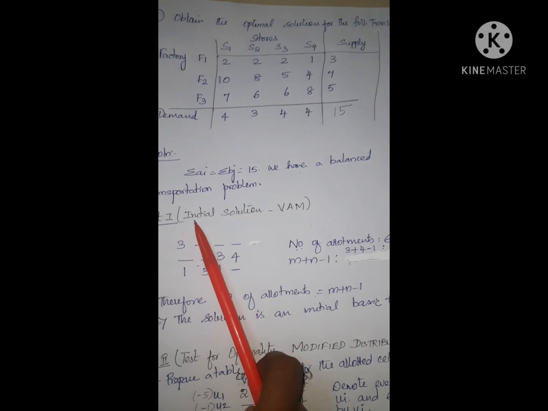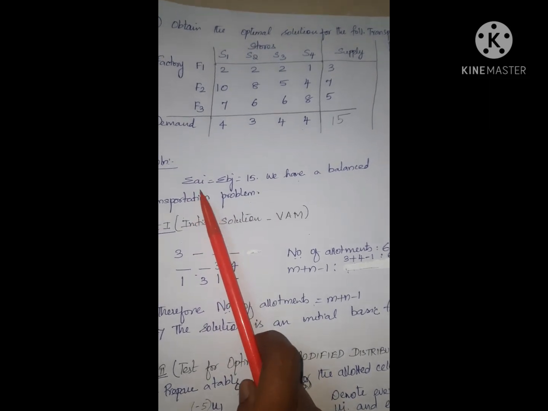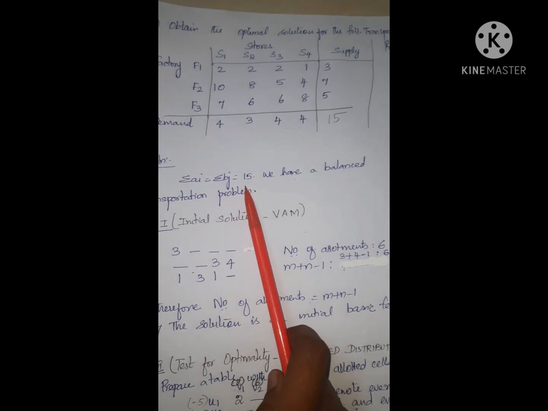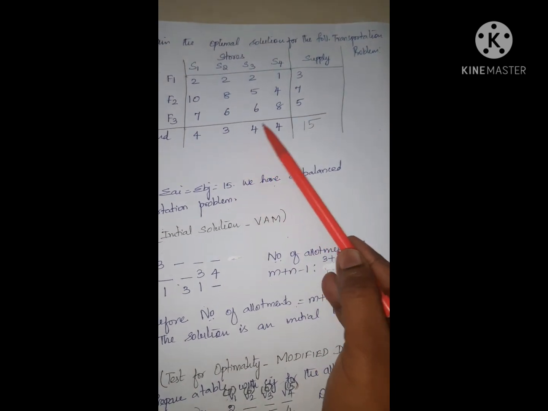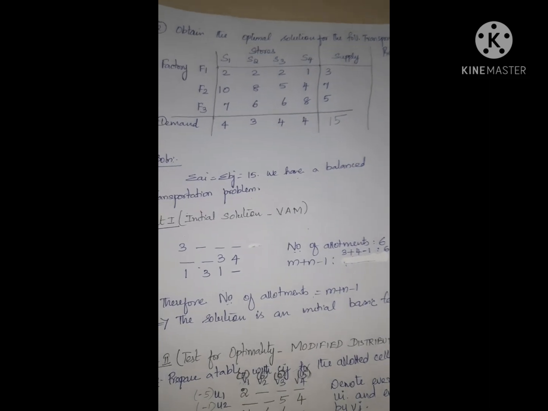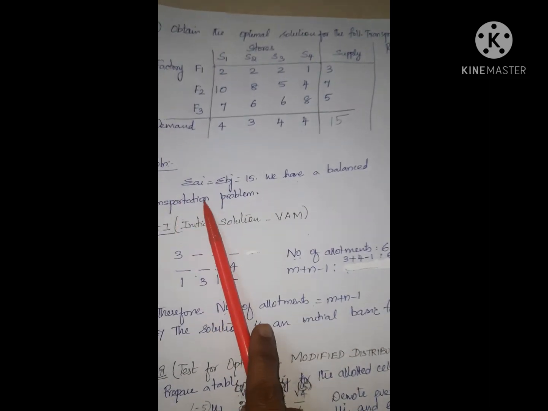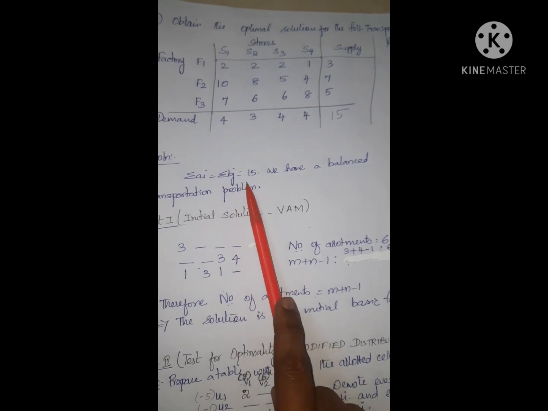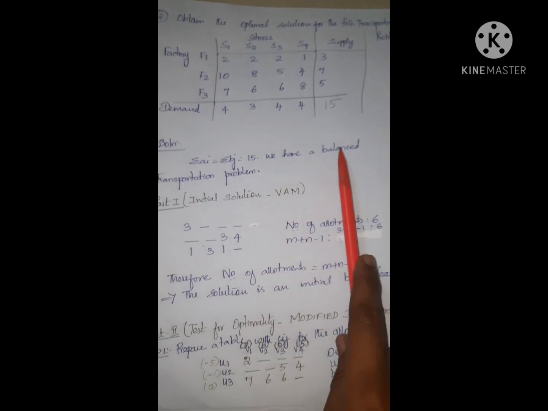We are going to denote the total supply and the total demand by summation AI and summation BJ. To start with, summation AI is the value 15, adding up 3 plus 7 plus 5, and 4 plus 3 plus 4 plus 4 is also 15. So our observation is summation AI equal to summation BJ equal to 15. So we are given a balanced transportation problem.